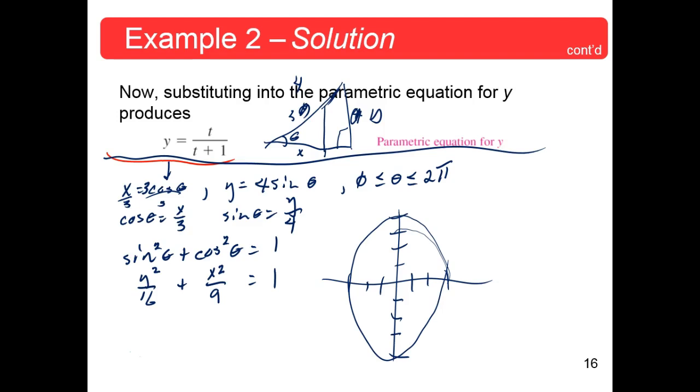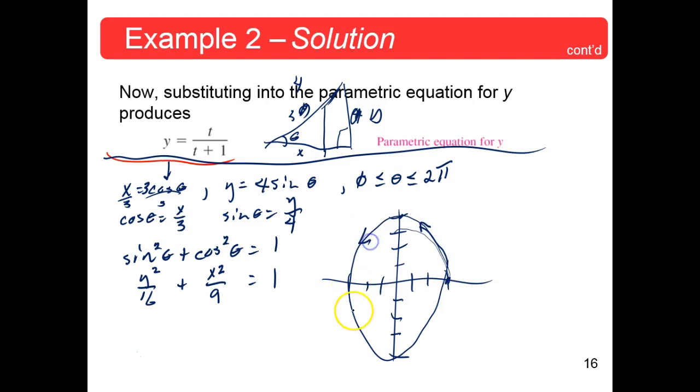Okay? If you go back to the original, in terms of theta, when theta equals 0, where are we? X is equal to 3 cosine theta. Well, theta equals 0, cosine is 1, so that'll be 3. There we are. And y, of course, is 0 because sine of 0 is 0. And if you go up to pi halves, then cosine goes to 0 and sine is at 4. So you're here. So this is the direction you're going.